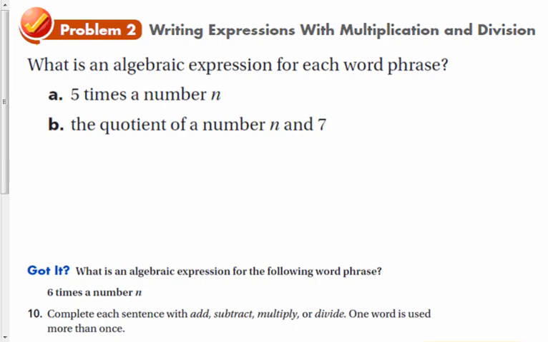All right, and problem 2, here's another example. Now here we're going to do some multiplication and division. You have to know some words. Remember that product means multiplication and quotient means division. So product is multiplication, quotient is division.